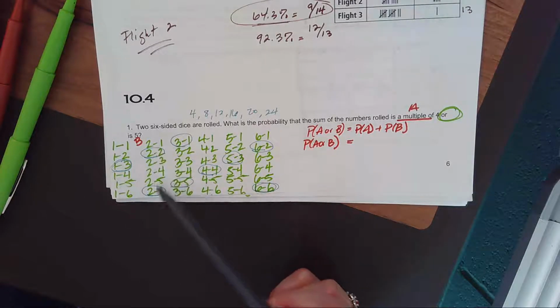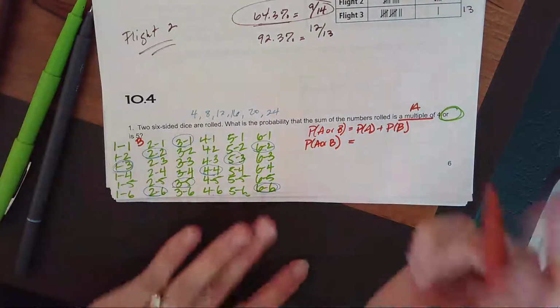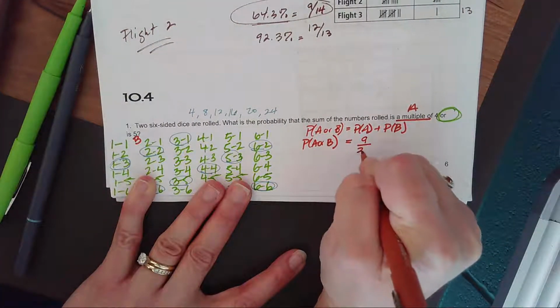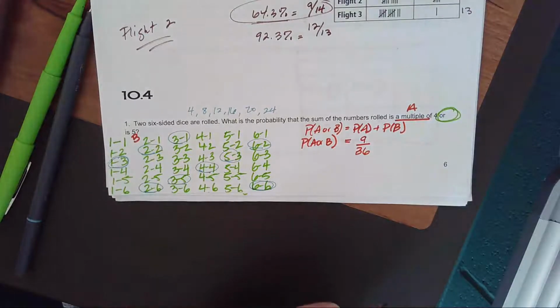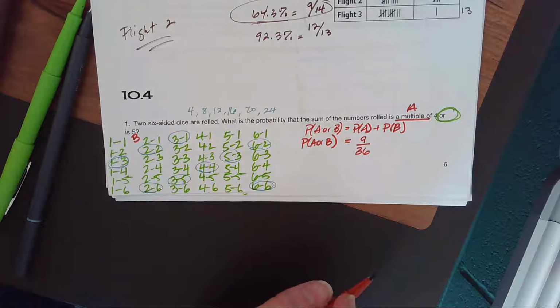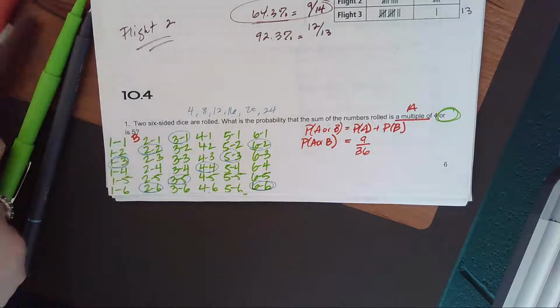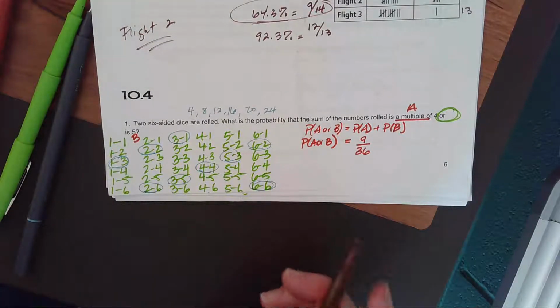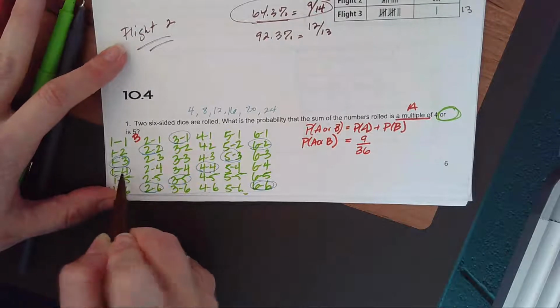So 1, 2, 3, 4, 5, 6, 7, 8, 9. So our probability for A is 9 out of 36, because there's 36 total outcomes, and 9 of which give us a sum that is a multiple of 4. Now let's go through and figure out which ones give us a sum of 5. So 4 and 1 gives me a sum of 5.